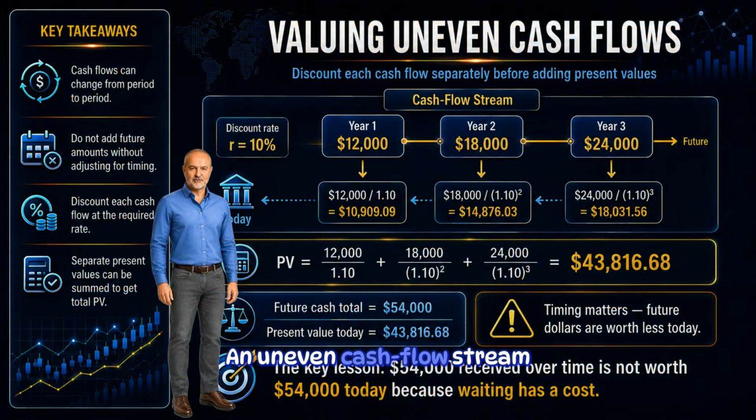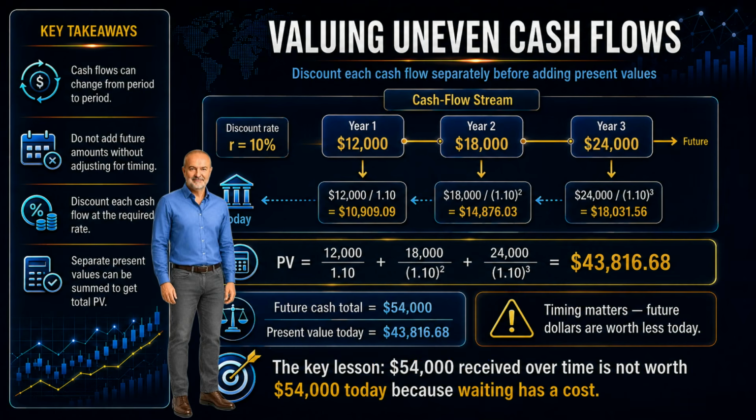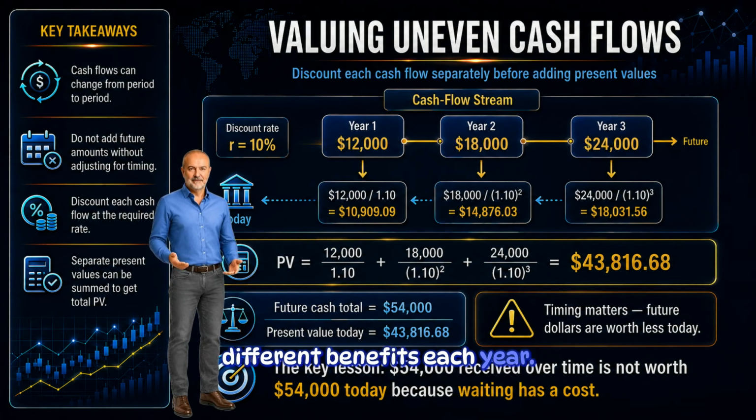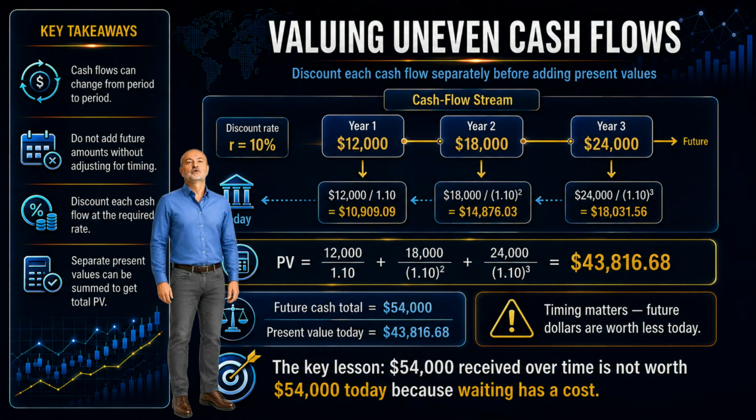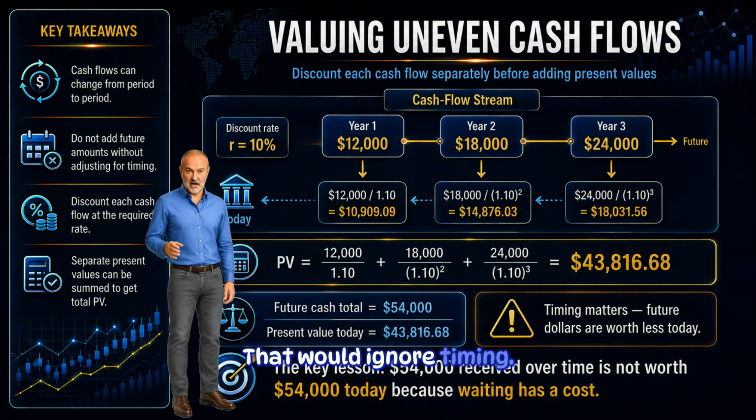An uneven cash flow stream means the amounts change from period to period. This is very common. Sales may grow, costs may rise, equipment may need more maintenance, or a project may produce different benefits each year. The safest method is to discount each cash flow separately. Suppose cash inflows are $12,000 in year 1, $18,000 in year 2, and $24,000 in year 3, with a 10% discount rate. We do not simply add them and say the value is $54,000. That would ignore timing. Instead, we discount each amount.